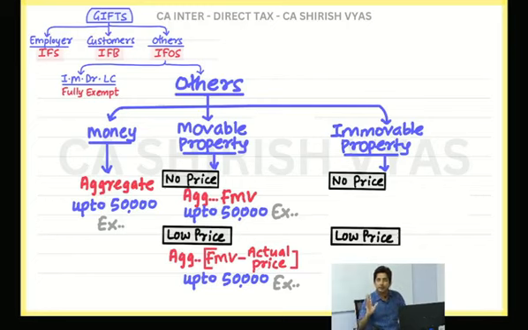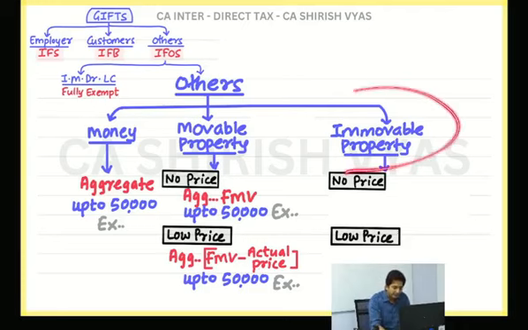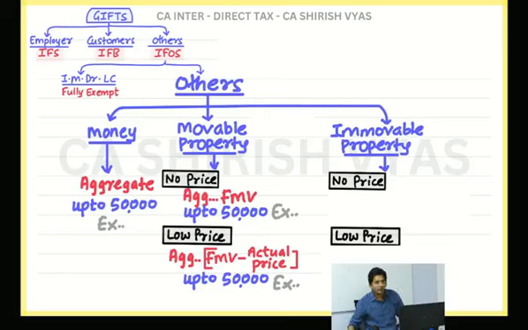If it is up to 50,000, exempt. Above 50,000, taxable. And here why is it not aggregate? Why is it per property? Because these are immovable property. Immovable property itself has a huge value. So there is no need of aggregation. See, in movable property, what you find?